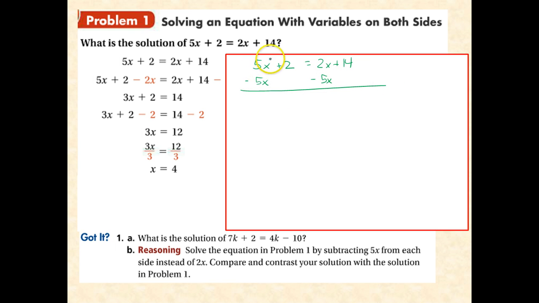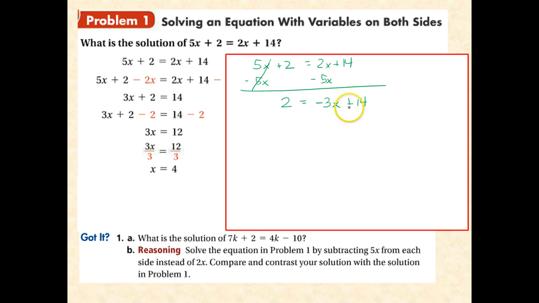5x minus 5x is 0. 0 plus 2 is 2. 2 minus 5 is negative 3, so this gives me negative 3x plus 14. So look, the only difference between this step and this step is that instead of a positive 3x on the left side, we have a negative 3x on the right side.